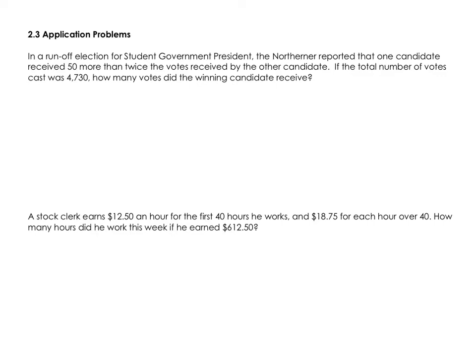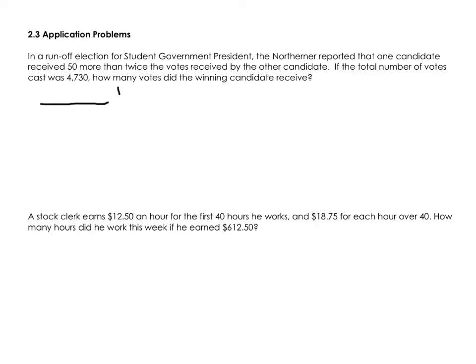Section 2.3, Application Problems. In a runoff election for student government president, the Northerner reported that one candidate received 50 more than twice the votes received by the other candidate. If the total number of votes cast was 4,730, how many votes did the winning candidate receive?